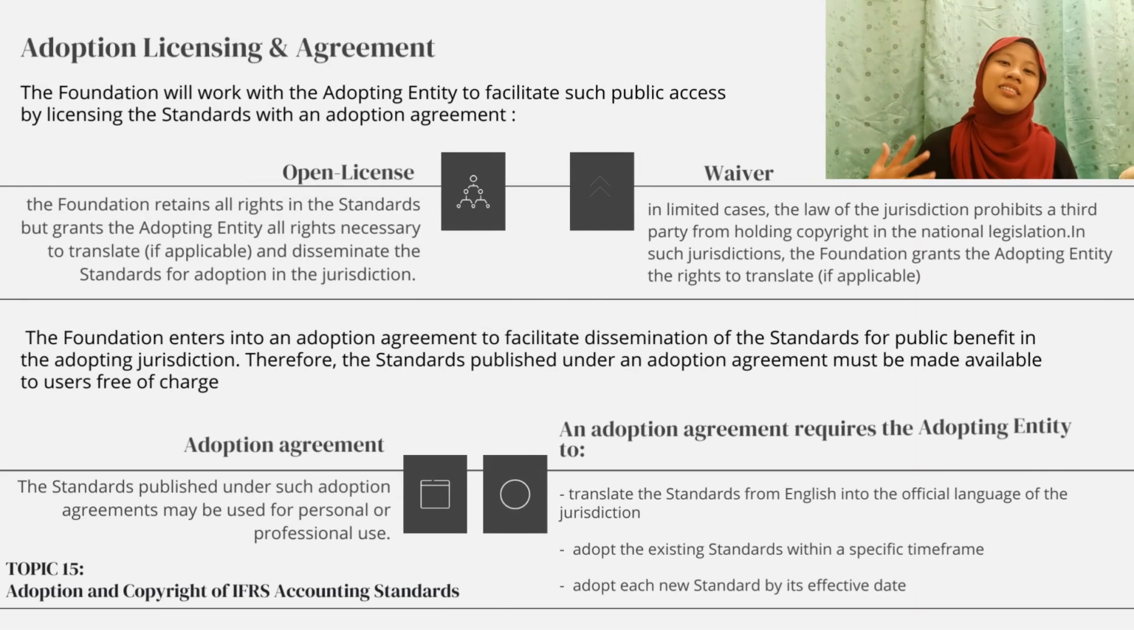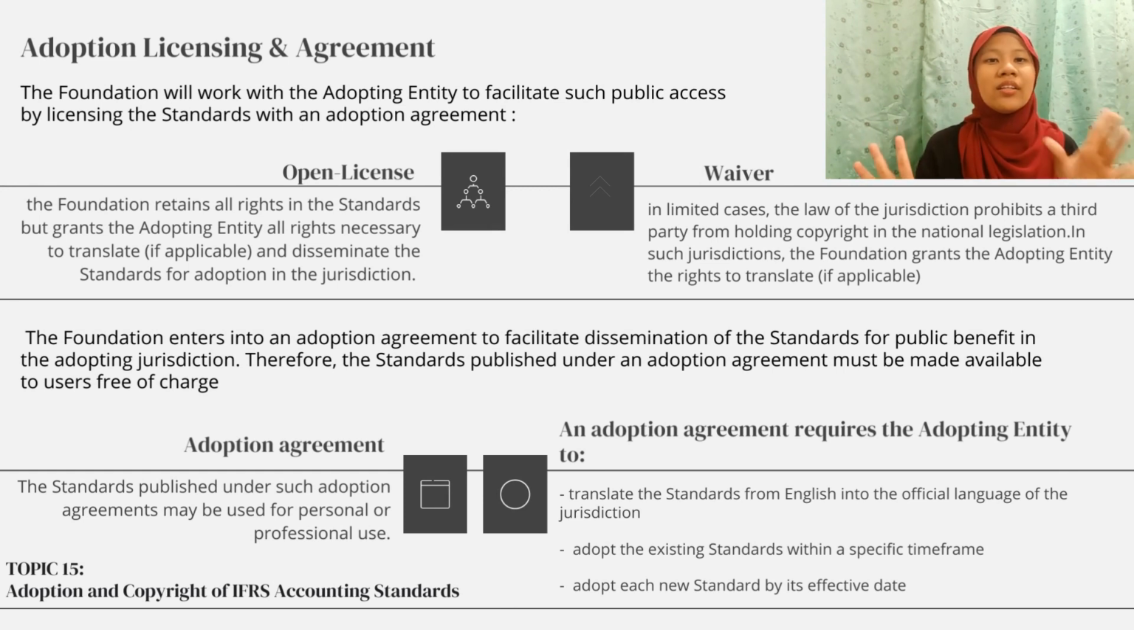Next is the adoption licensing and agreement. So, a licensing agreement is required in all cases where the content of the standards is used by an adopting entity, including cases of convergence where only parts of the content are used to form local standards. So, the foundation will work with the adopting entity to facilitate such public access by licensing the standard with an adoption agreement. Accordingly, the foundation has two main licensing models, which are open license and waiver.